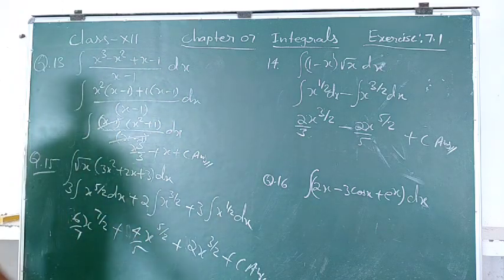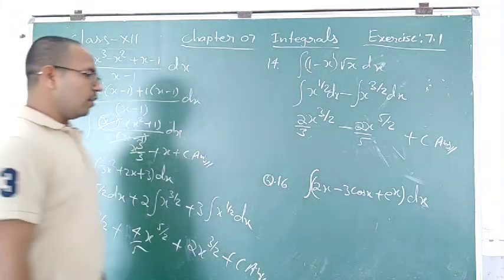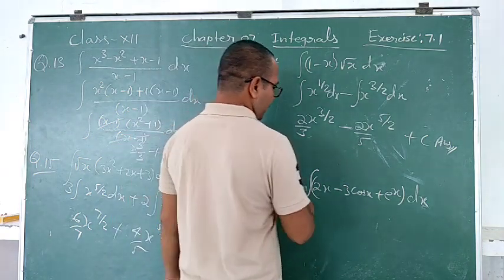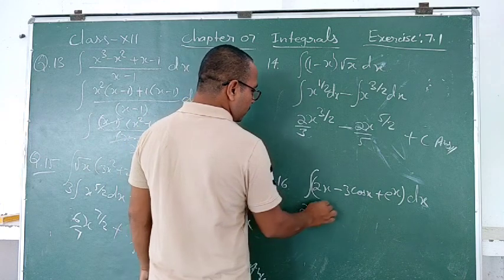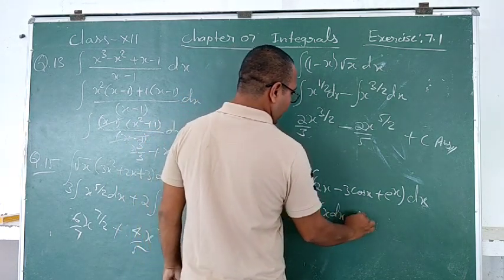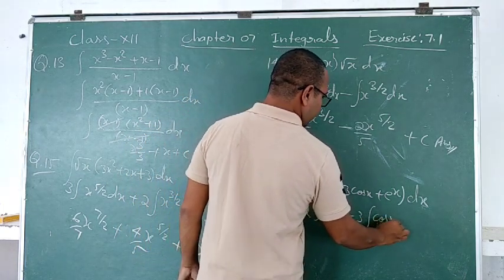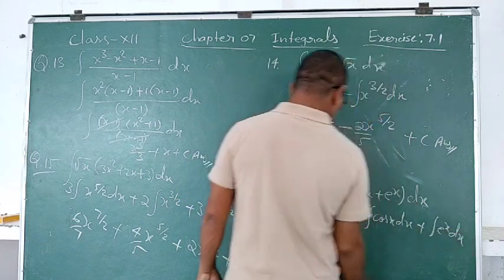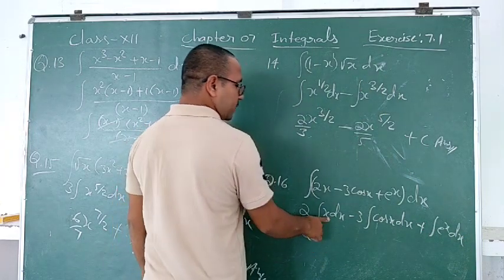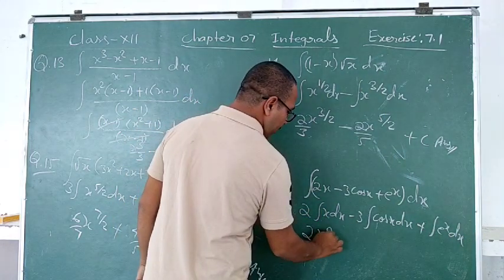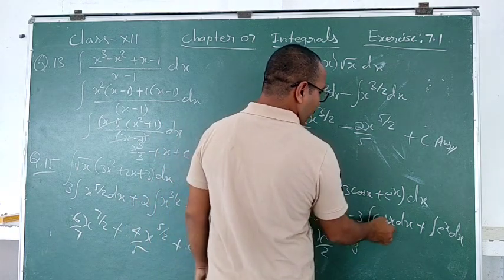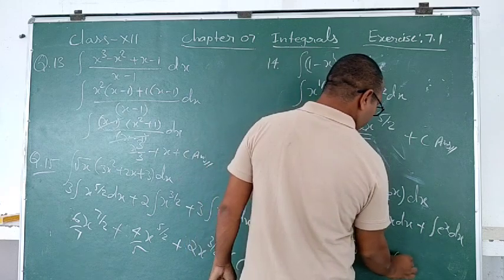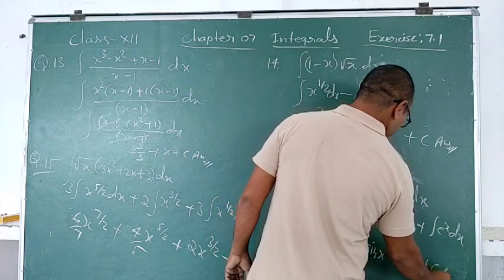Here students, question number 15 we have got this one. So now let's see question number 16. Question number 16 is just very simple, just integrate 2 integral x dx minus 3 integral cos x dx plus integral e to the power x dx. So now 2 x integral, how much will you get here? x square by 2 minus 3 cos x integral, you will get sin x, plus e to the power x integral anything, plus c. This much is the answer.